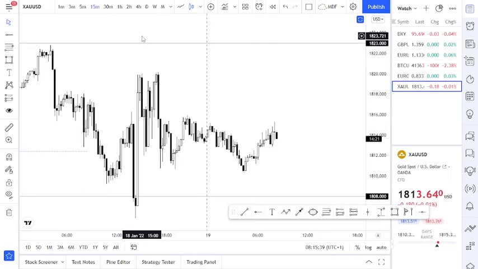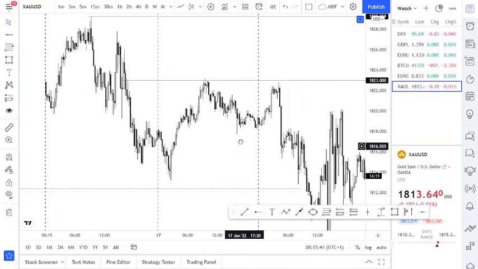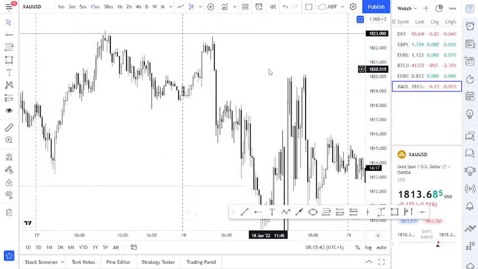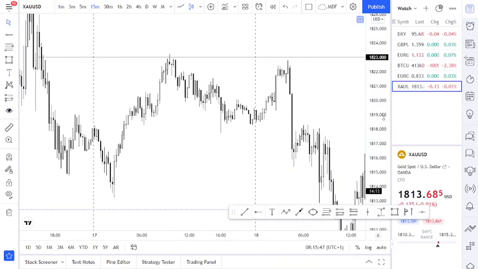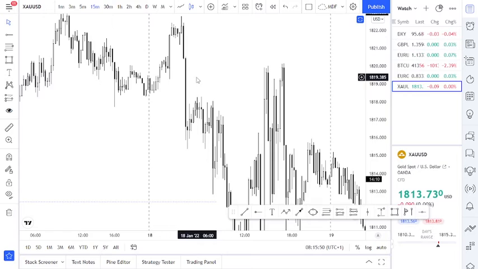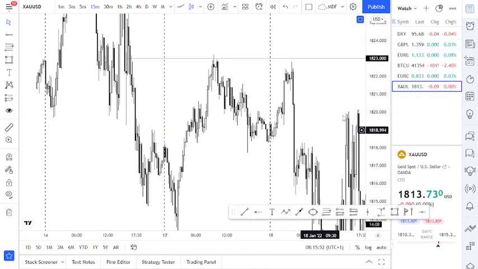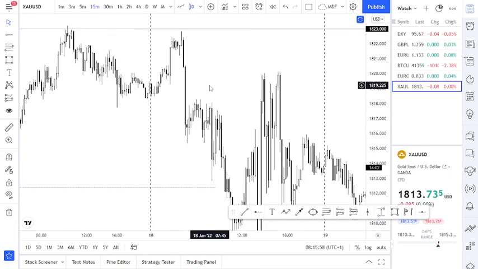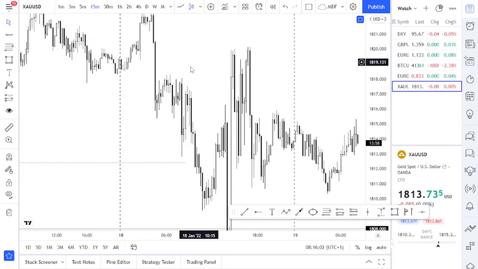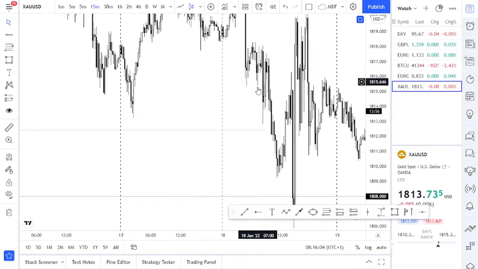Okay, so here on gold, I already deleted my setup here. Yesterday we talked about expecting the market to come back to this region for us to be able to short. I told you guys we're expecting the market to come back to this region for us to be able to short. You see how the market traded away for a little while.